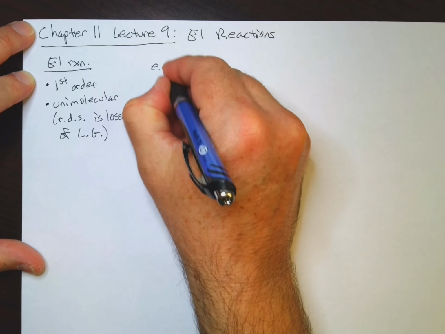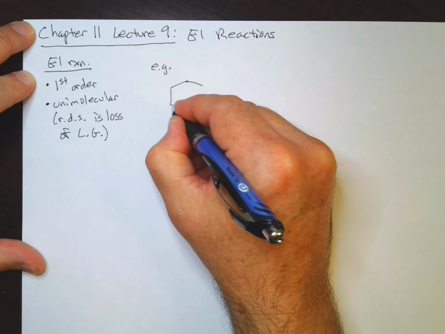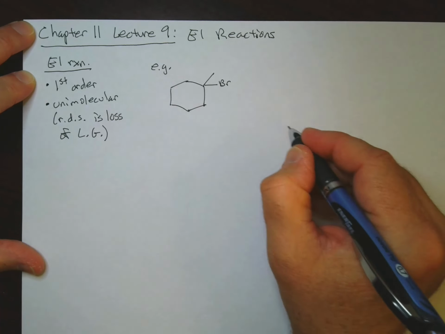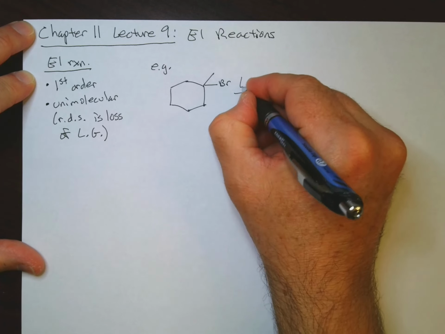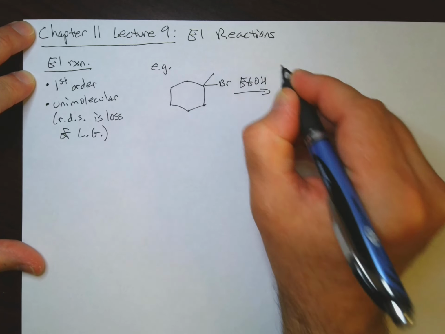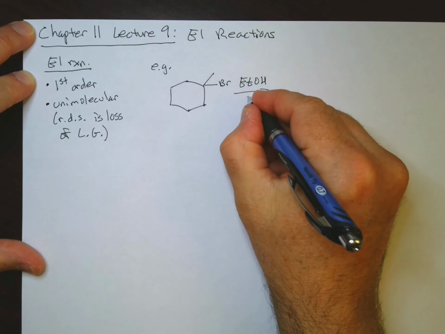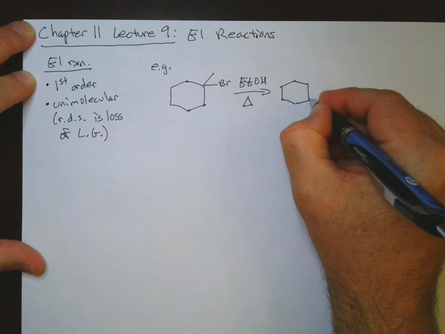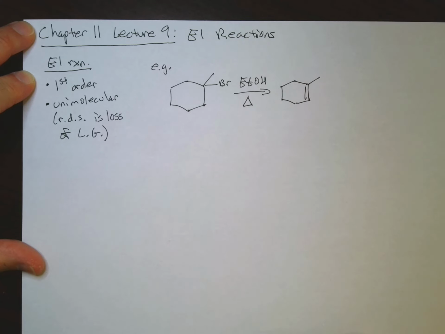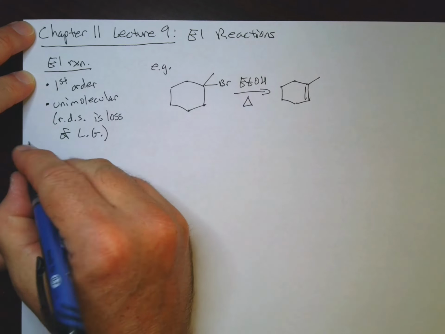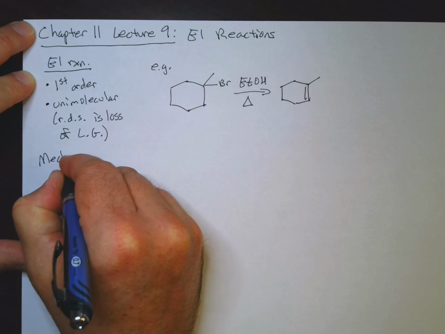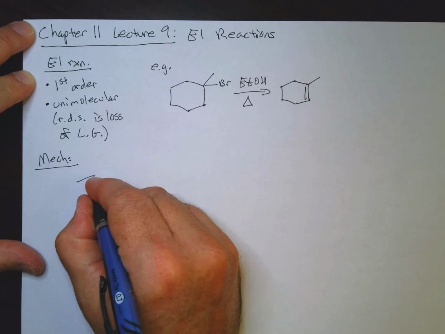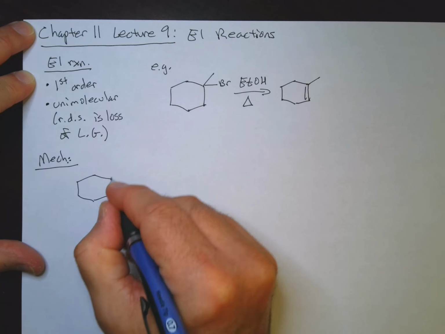So, for example, we could have this guy here. We'll go ahead and treat this with a weak base. Often it will be a solvent, and heat it up, and we'll end up with that product. So what does the mechanism look like? Well, let's go ahead and take a look here.